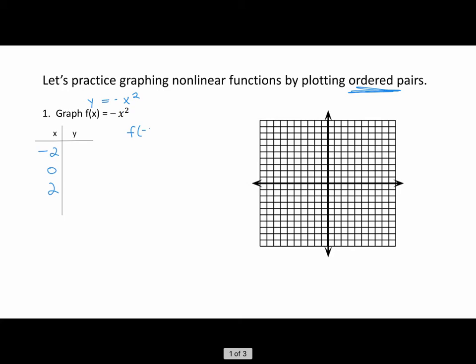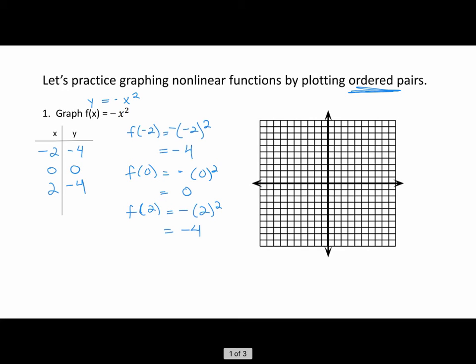So if we evaluate the function at -2, then that'll be negative of -2 squared, and that'll be negative of 4, or -4. For 0, that's going to be -0 squared, and 0 is neither negative nor positive, so just 0. And +2, let's put that into this function, and that's going to be negative of 4, which is -4. So let's plot some of those points.